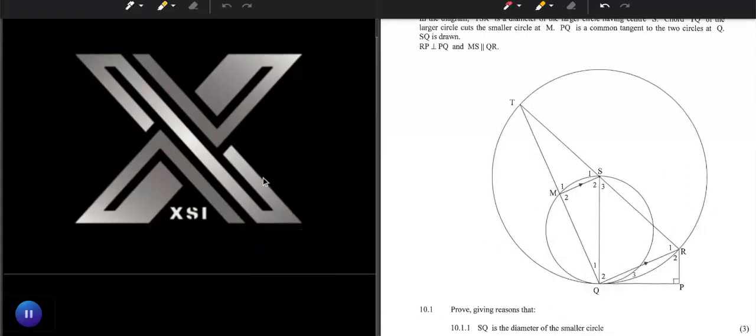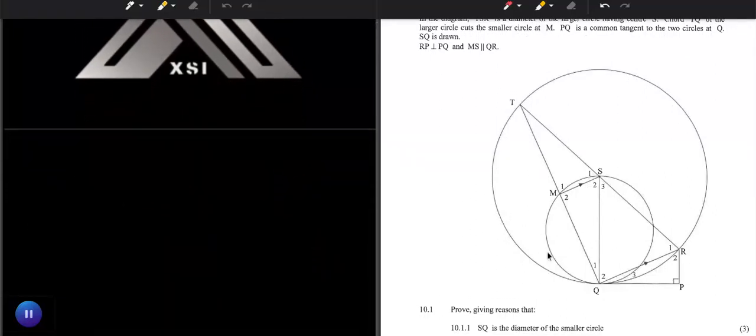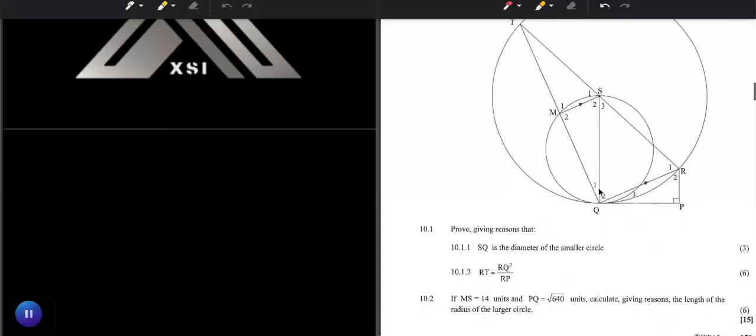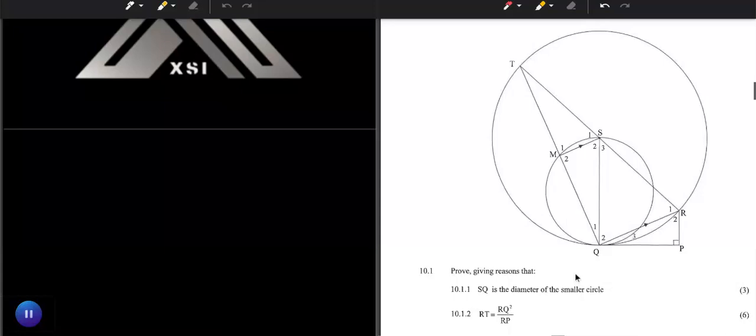Okay, so let's go to 10.1. They say prove, giving reason, that SQ, this thing right here, is a diameter for the small circle. How can you prove that? If we can show that this angle is 90 degrees, it will prove that this should be a diameter, or that it passes through the center. Now if you check in the bigger circle, this thing is a radius and this is a tangent. So what's the angle here? It should be 90. So if this is 90, that proves this one should be the diameter. You can write it like this.